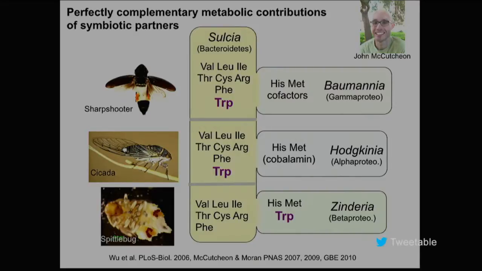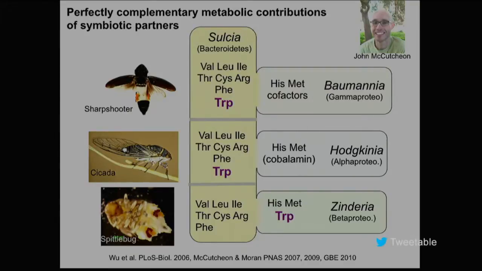Then he did the cicadas, the big insects that sing in the trees. So it has, again, the Sulcia symbiont, and it has a completely different partner, an alpha proteobacterium, which again makes histidine and methionine and no other. So they're perfectly complementary, and it has this bad luck of making methionine using the alternative pathway, which is dependent on cobalamin, which is a very complicated molecule. It takes many genes to make, so this genome also makes cobalamin, probably just for the production of methionine.